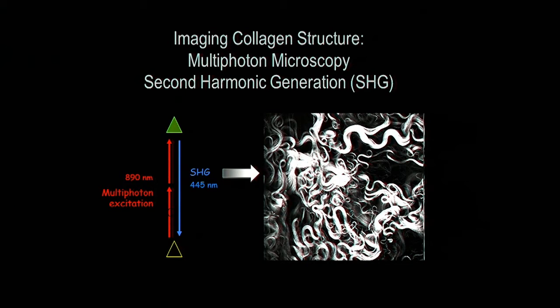So I'm going to back up really briefly. We're using an imaging method that is worth mentioning. It's called second harmonic generation multiphoton microscopy. It's based on the physics of light and collagen.